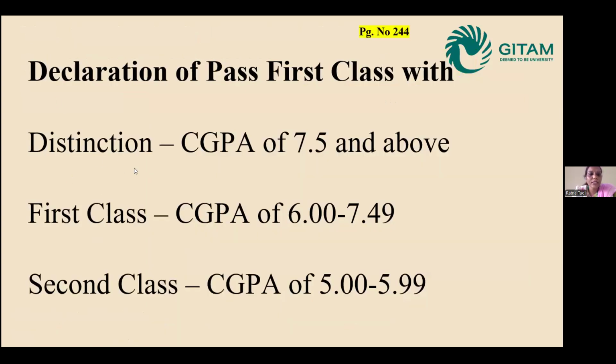First class with distinction: a CGPA of 7.5 and above is considered distinction. First class is a CGPA of 6 to 7.49, and second class is a CGPA of 5 to 5.9. CGPA means cumulative. All the previous semesters' SGPA are calculated and the student gets the total percentage. That's why CGPA is taken into consideration, and that's how they have given the grading. Tomorrow we will talk about CGPA and GPA as well.